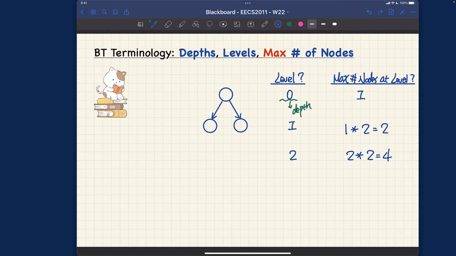I think I'll do maybe up to level 3, and then we can make some conclusion. So I'm going to get 1 over here. I'm going to get 1 over here. And 1 here.